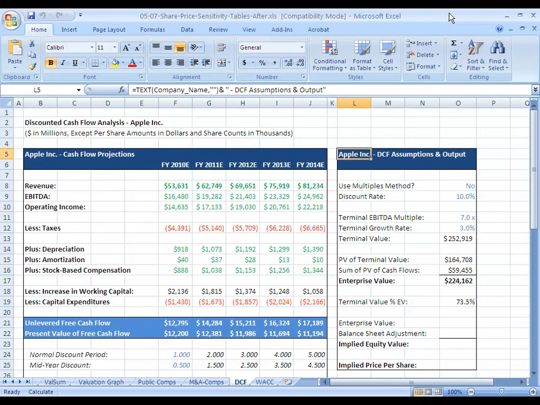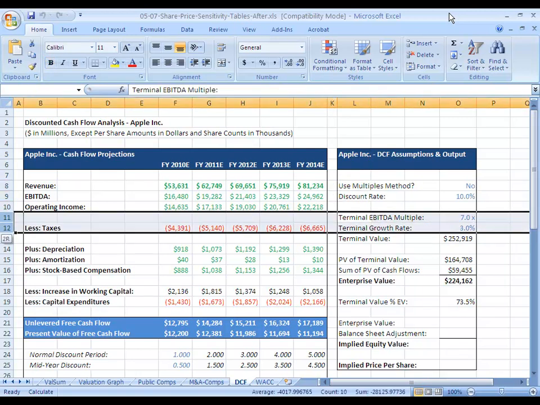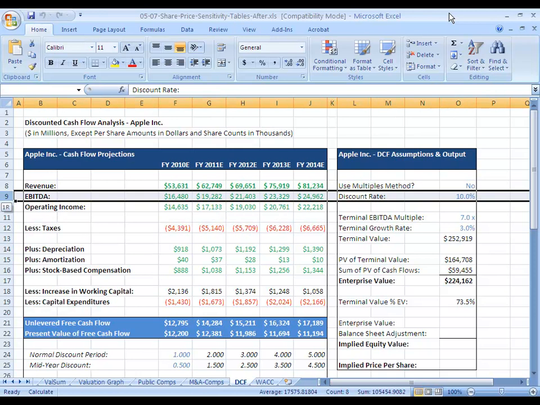In this lesson, you're going to learn how to calculate the implied share price for Apple based on the DCF analysis here, and then how we use this information to create what are known as sensitivity tables that let us look at Apple's value at a range of different terminal EBITDA multiples, terminal growth rates, and different discount rates.